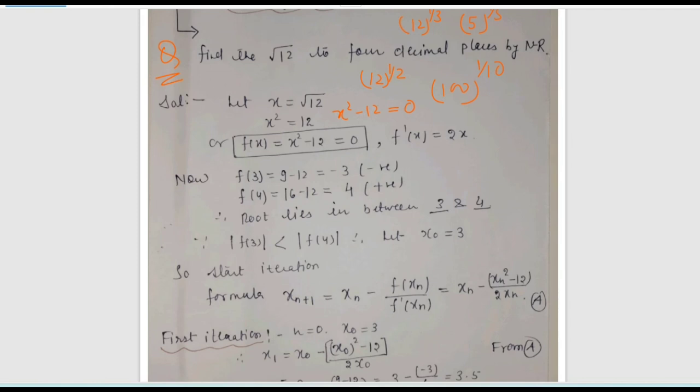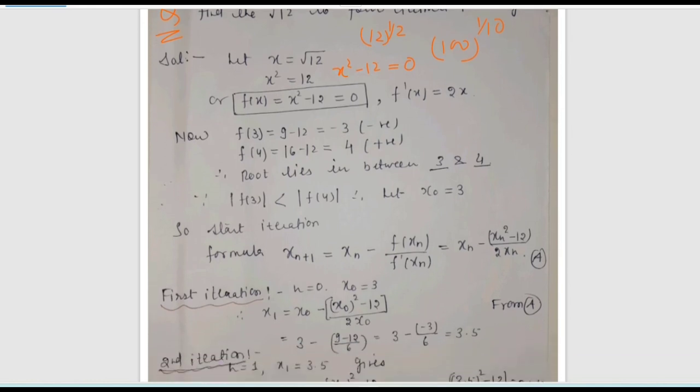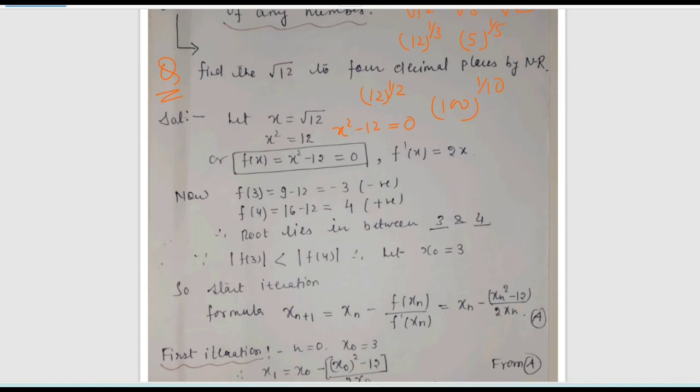Now the first step is to find the initial root, or the interval in which the root is lying. Then I will find the initial approximation value. So first go for the interval in which your actual root is lying. If you put x equals 3, because you know the value of the root of 12. Suppose I ask you what is the root of 16, you will say 4. If I say the root of 9, you will say 3. So 12 is coming between 9 and 16, which means the root will be in between 3 and 4.